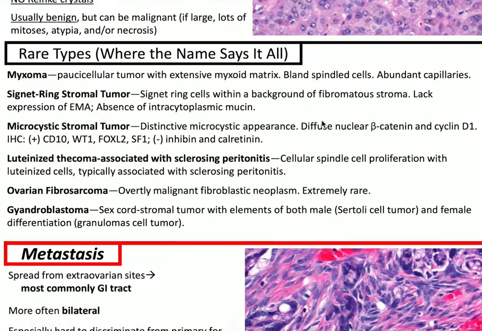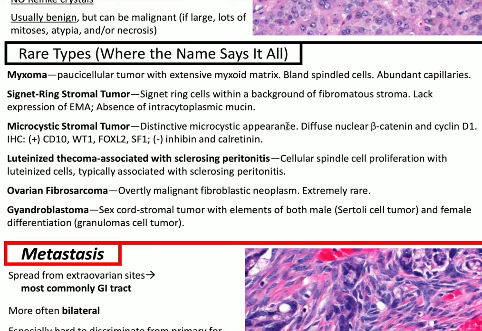Rare types, quote unquote, where the name says it all. Myxoma, a paucicellular tumor with extensive myxoid matrix, bland spindle cells, abundant capillaries. Signet ring stromal tumor, signet ring cells within a background of fibromatous stroma, lacks expression of EMA, absence of intracytoplasmic mucin. Microcystic stromal tumor, distinctive microcystic appearance. You have diffuse nuclear beta-catenin and cyclin D1. It'll be positive for CD10, WT1, FOXL2, SF1, negative for inhibin and calretinin.